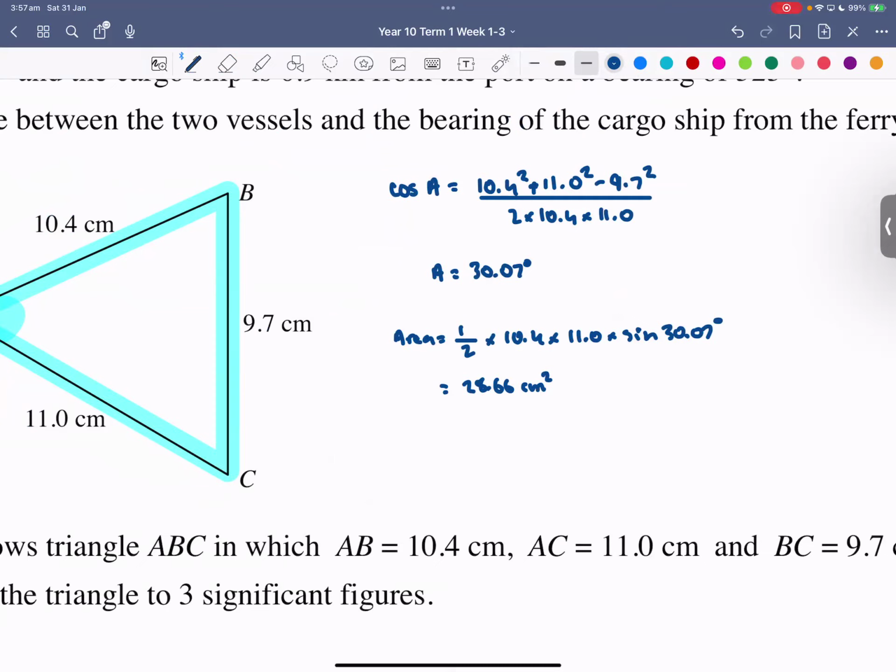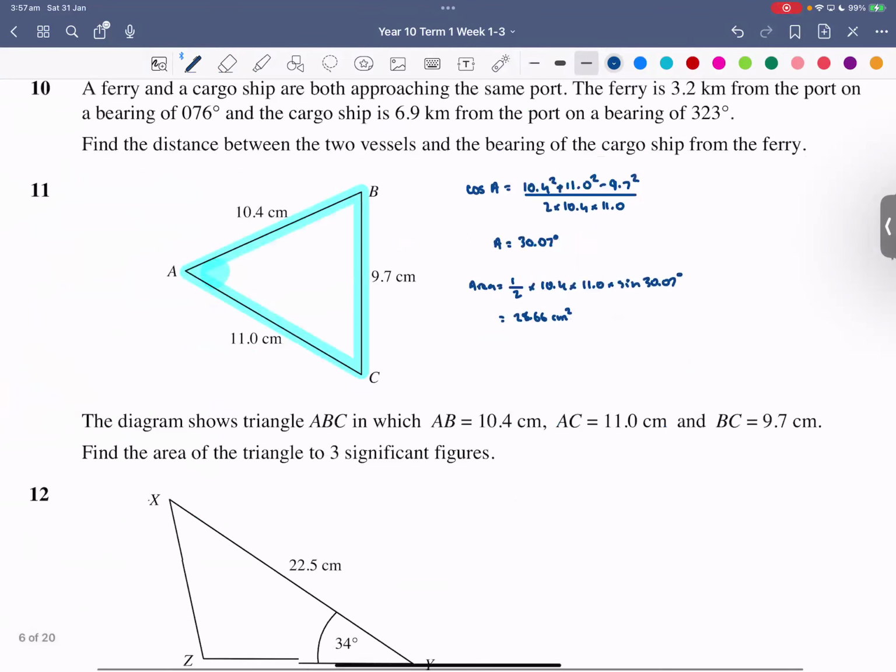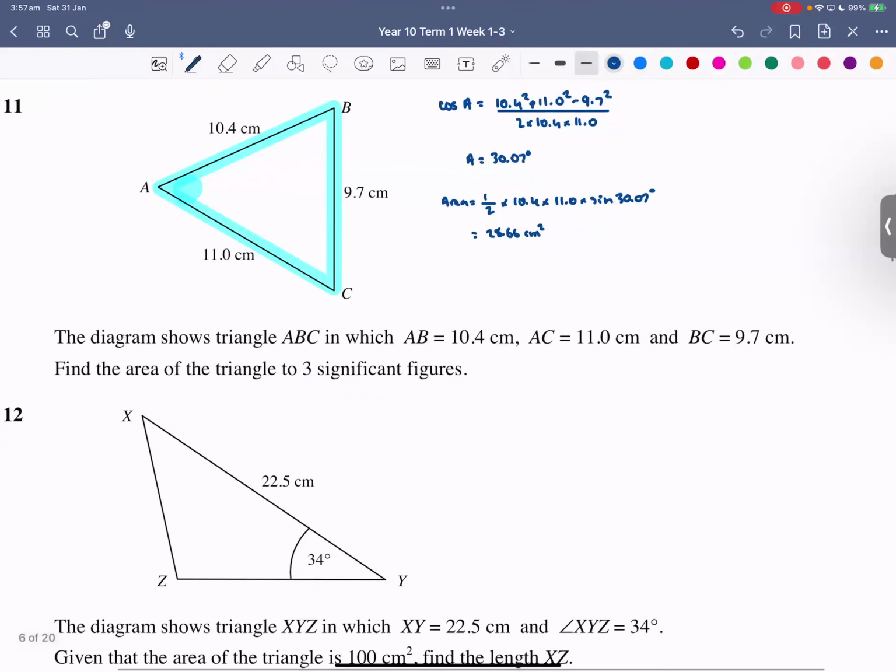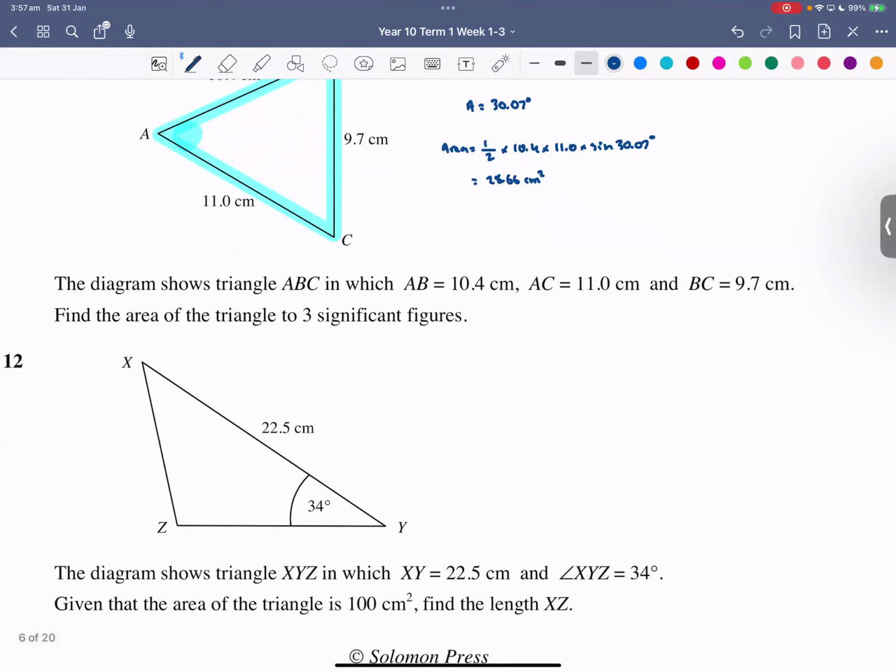We're getting pretty good at this. I'm just curious, who's never done this at school before? Oh, that's odd. Okay, fine, now you know. Did you do sine rule, cosine rule in school in year 9? Yeah, okay, some schools do it. All righty, next one.